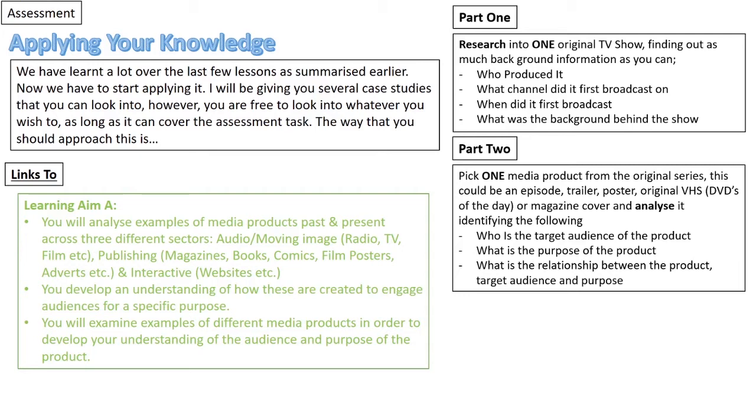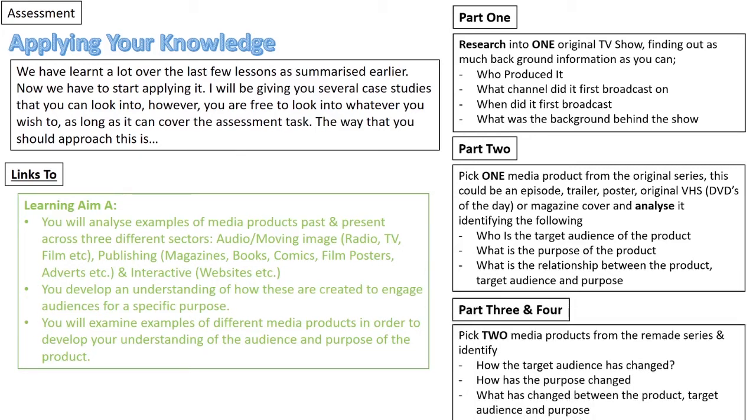In part 2, you can pick a media product, and then you want to identify who the target audience of the product is, what the purpose of it was, and what the relationship between the product and its target audience and purpose is. Then you want to do the same in parts 3 and 4, but for a new product. I'm using Doctor Who as an example, but you're comparing past to present. Remember that learning aim. By having this comparison between past and present, you're looking at 1 from the past and 2 present products, but these products must go across the 3 sectors.